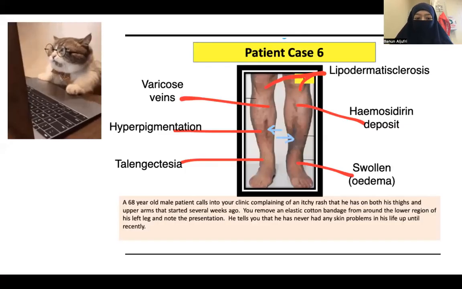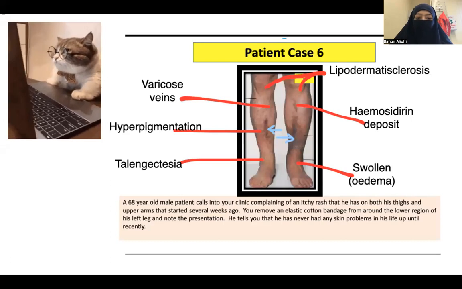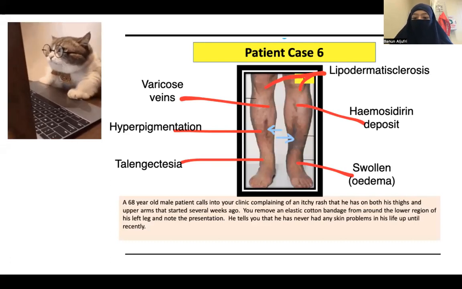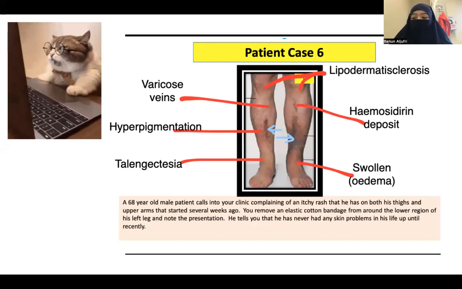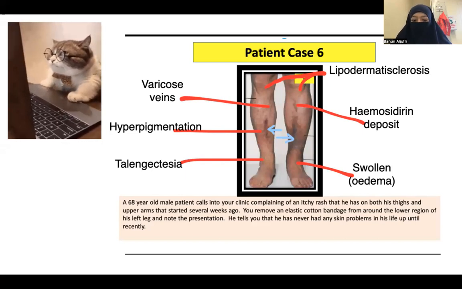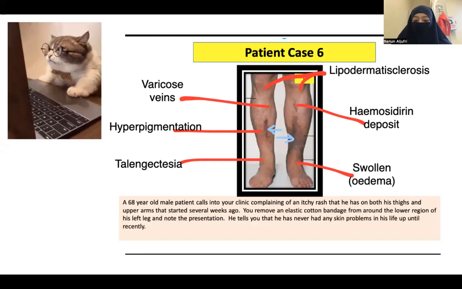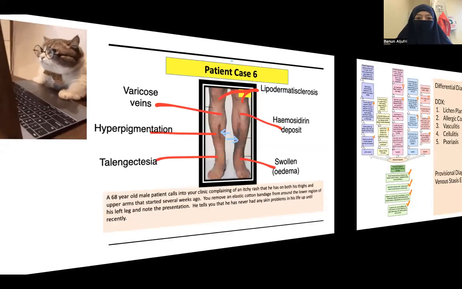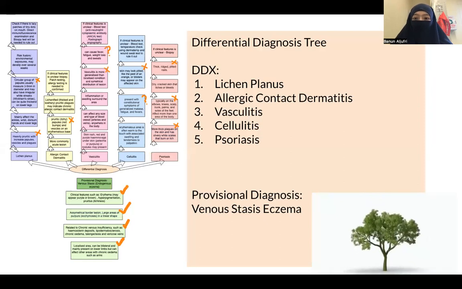So just to give a brief introduction, a 68-year-old male patient comes into the clinic complaining of an itchy rash that he has on both his thigh and upper arms that started several weeks ago. We will go through the breakdown of the case study in the next few slides. So here are my differential diagnosis trees. The differential diagnoses that I've chosen are lichen planus, allergic contact dermatitis, vasculitis, cellulitis, and psoriasis. And the provisional diagnosis that I've chosen is venous eczema.